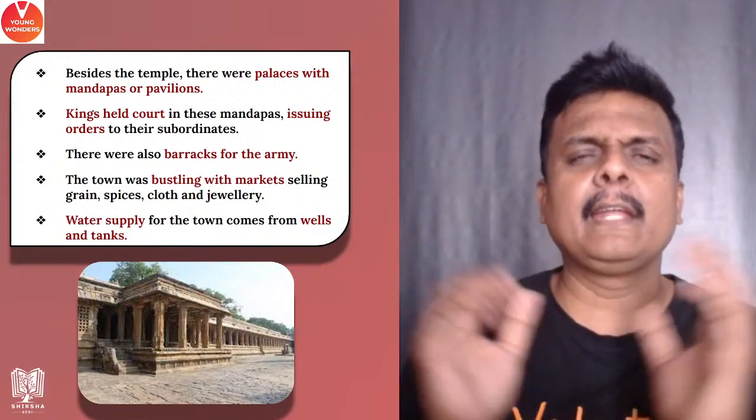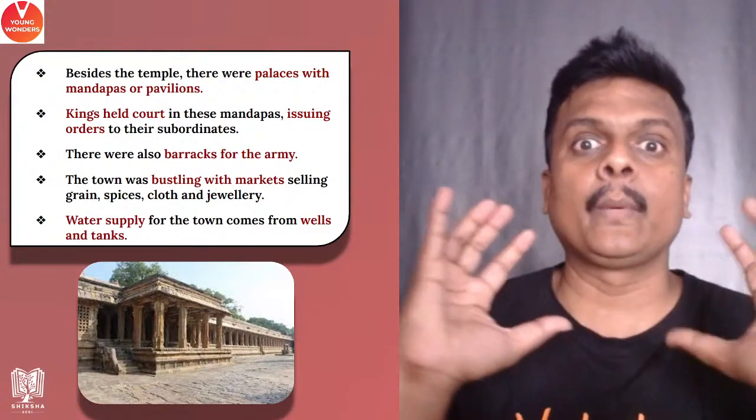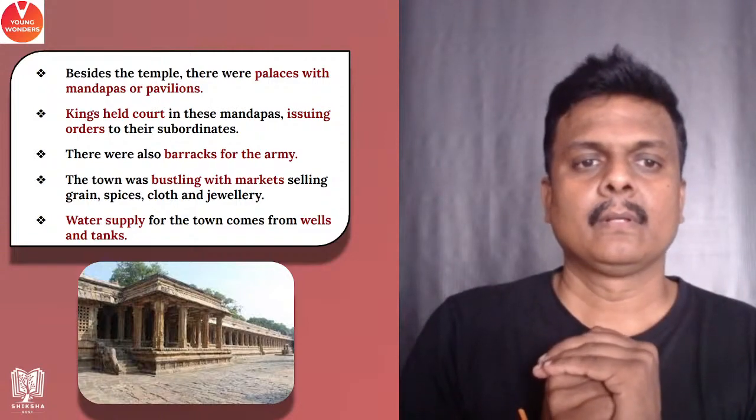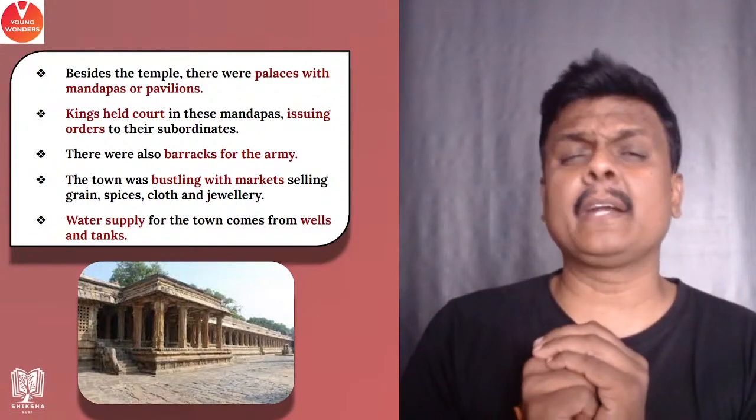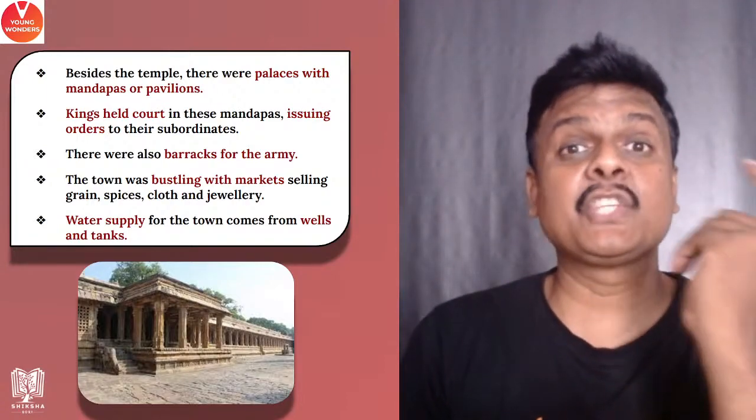It is a very fertile area, called a delta area. Tanjavur falls under the Kaveri Delta. The town was known for trade. They were selling grain, spices, clothing, and jewelry.